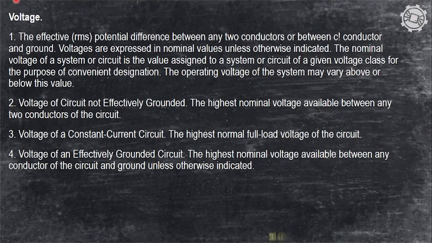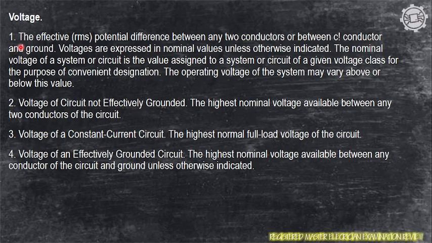So, voltage. We already know what voltage is. For this one, that is the effective RMS. When you say RMS, that is the root mean square. Why RMS? Because the system we use is AC. We will include in our review why RMS and what RMS is. Then, potential difference between any two conductors or between conductor and ground. So, between two conductors, line 1, line 2, will have a voltage. Line 2, line 3 will have a voltage. Line 3, line 1 will have a voltage. But line 1 to line 1 has no voltage.